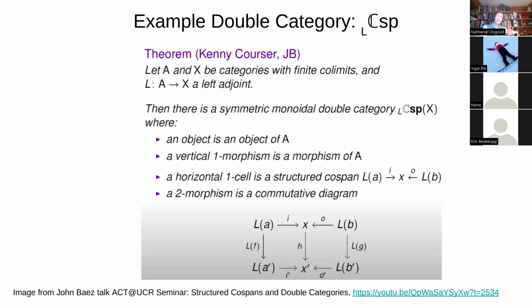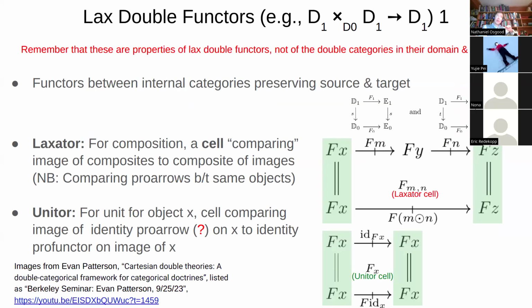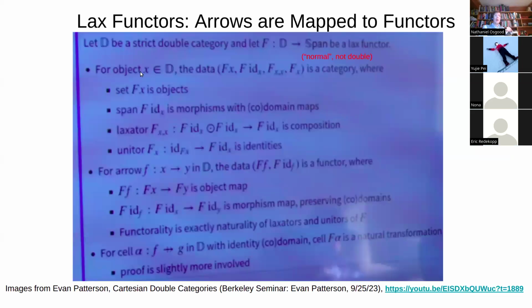But the truth is, if we can just get on lax double functors and understand how they preserve the structure of these categories, like mapping D to Span, that will help us understand why an object maps to a category, why an arrow in D maps to a functor, a vertical arrow, why a cell maps to a natural transformation between functors, and why pro-arrows in D map to profunctors between the corresponding categories.